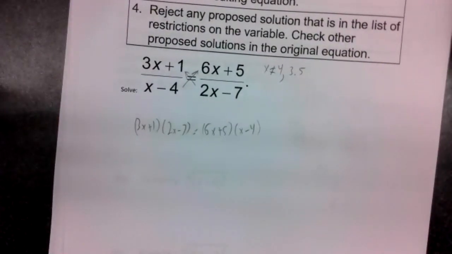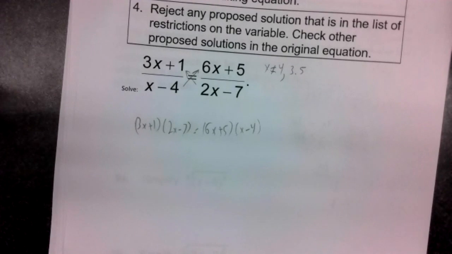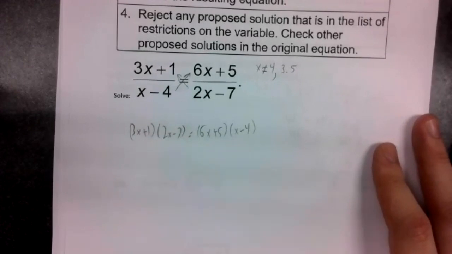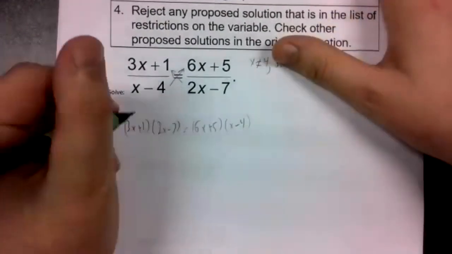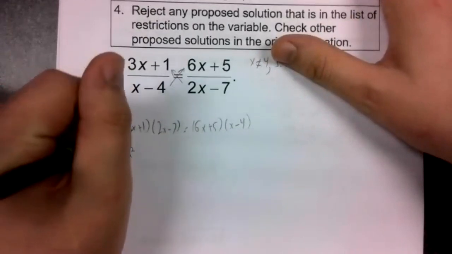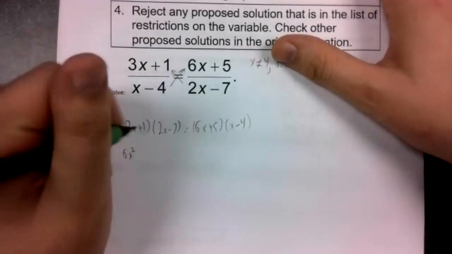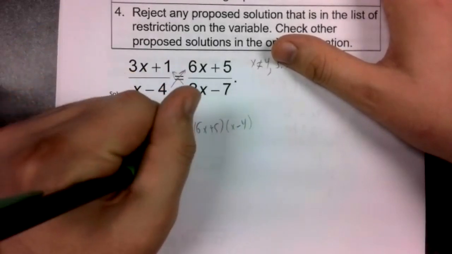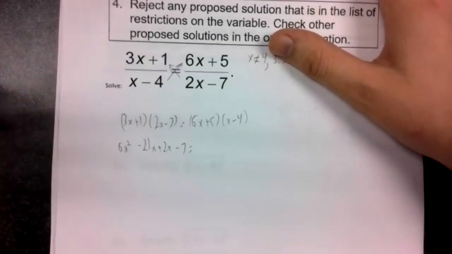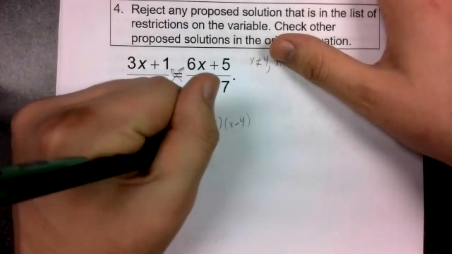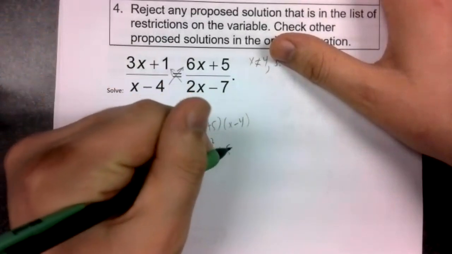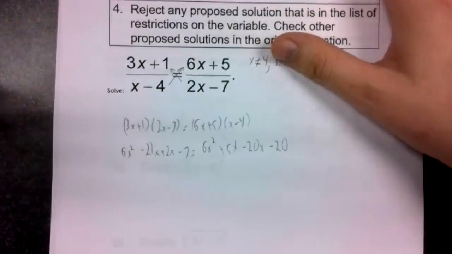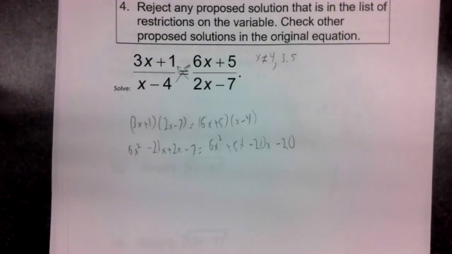Okay, so we've done that. The next thing that we can do is distribute. So we can FOIL this side and FOIL this side. If I FOIL this side, we get 6x squared minus 21x plus 2x minus 7. And that's equal to, we'll distribute the same thing on this side, we get 6x squared plus 5x minus 20x minus 20. And then all we have to do now is just combine our like terms.